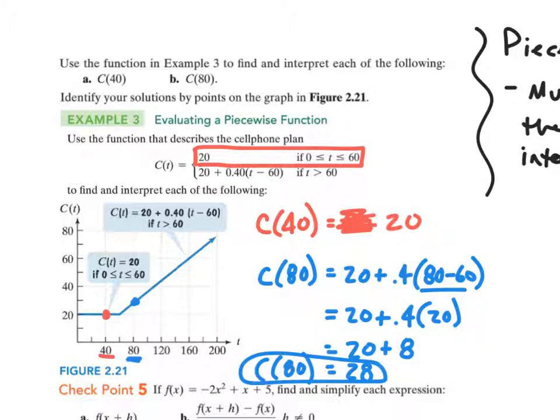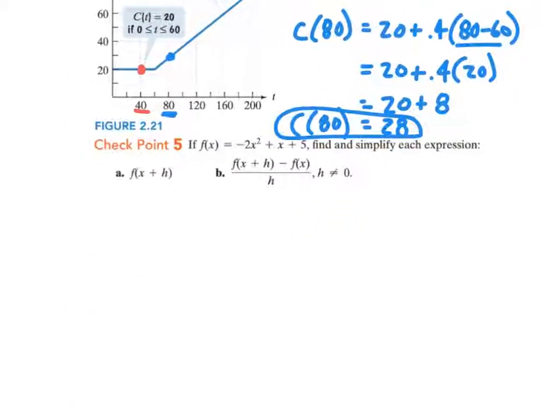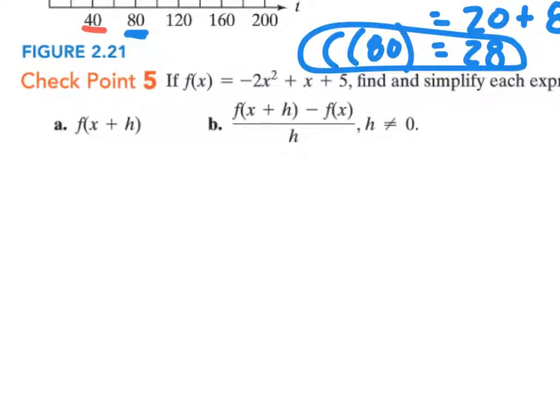All right, let's go down to the next part, talk about the difference quotient. In this one, it wants us to find f of x is equal to negative 2x squared plus x plus 5. They give us this function f of x. They want us to calculate first a, which is f of x plus h. And then they give us this thing called the difference quotient. Now, this is going to seem very strange and weird.